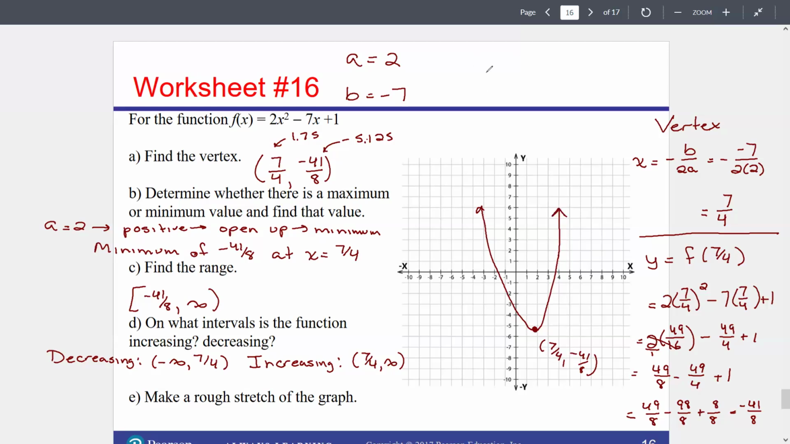And just the very last thing to do, again just for practice. If I was to rewrite this equation here in vertex form, like I said, h, k, we know a, so we would have 2(x - 7/4) squared - 41/8.